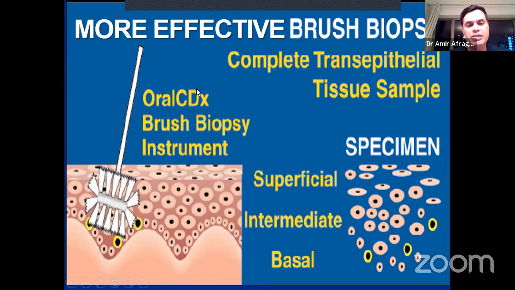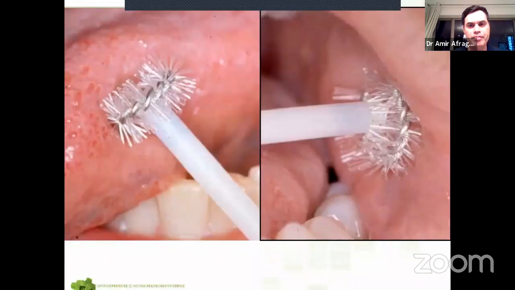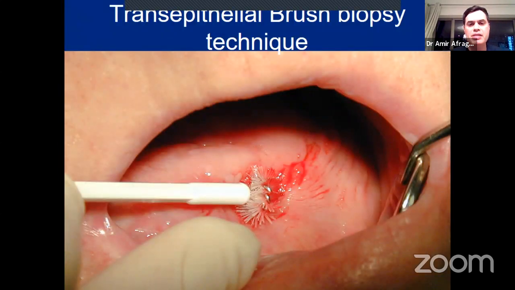In fact, you don't need to modify the brush anymore. The OralCDx company in America provides the OralCDx brush, and this brush is more effective in doing a transepithelial brush biopsy. You can adapt this brush to different areas of the oral mucosa. As you can see, it helps you apply more pressure, and the brush is more abrasive and more penetrating in collecting cells from all layers of the epithelium.